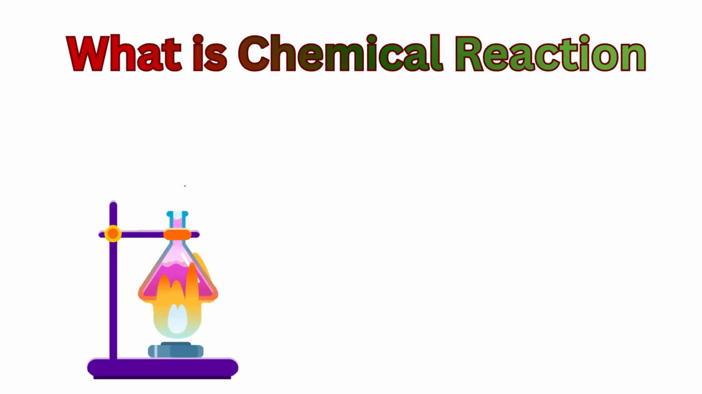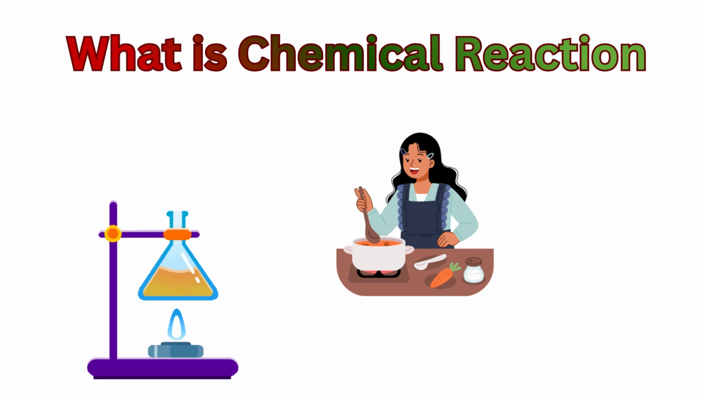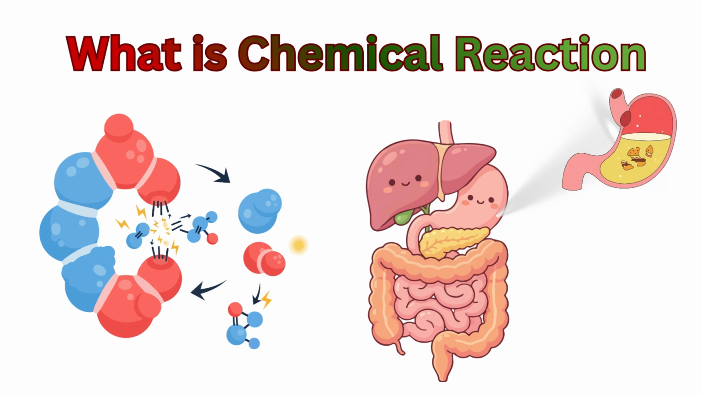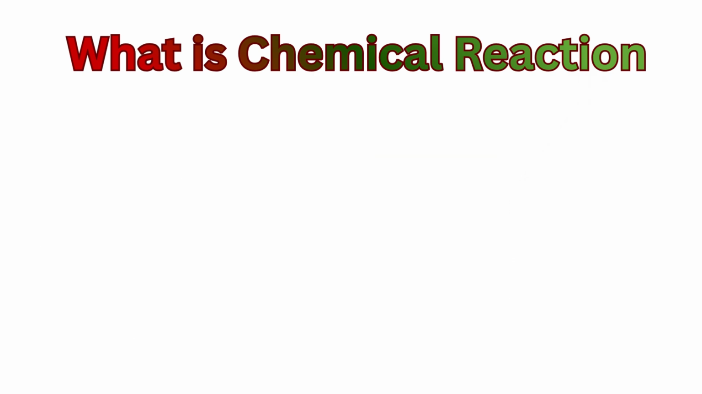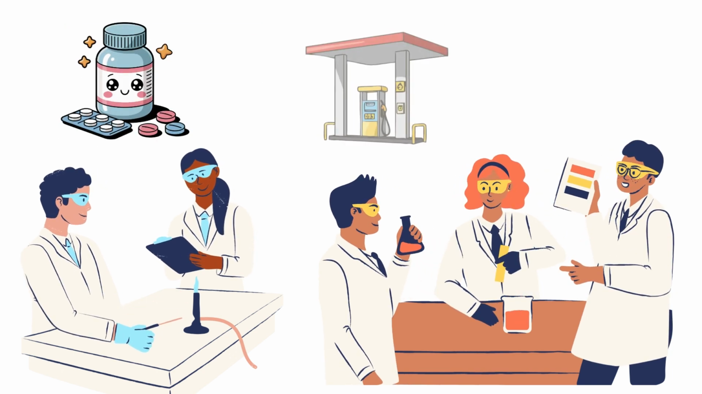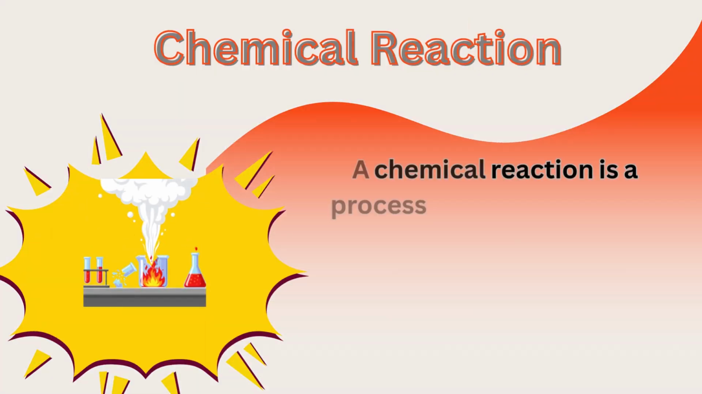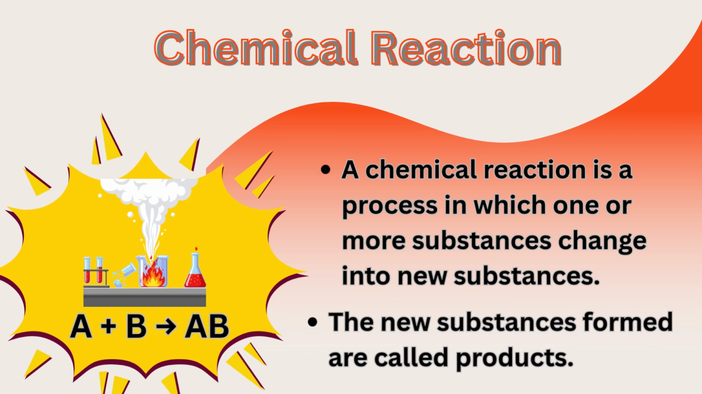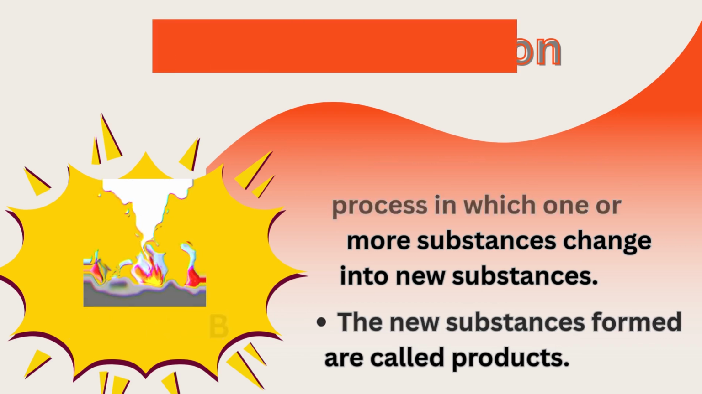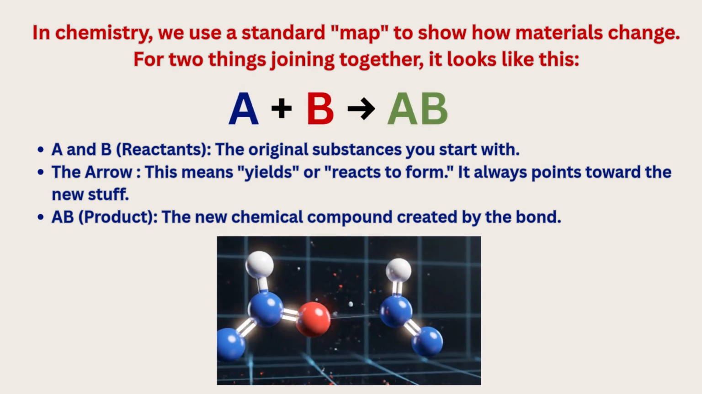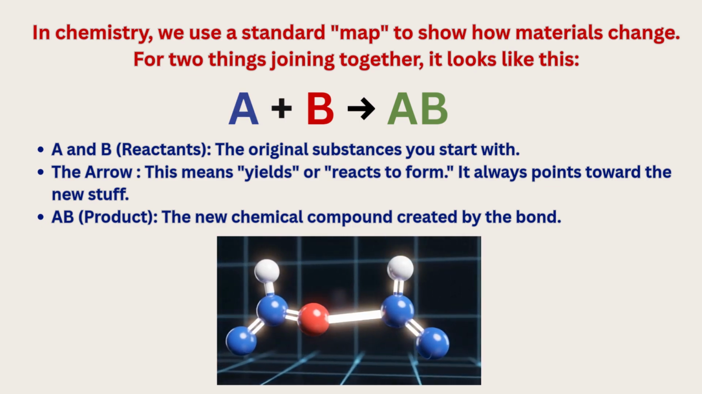Chemical reactions are happening everywhere: in the kitchen, in the laboratory, in factories, in nature, and even inside your body when you digest food. Scientists study chemical reactions in laboratories to develop medicines, fuels, and materials. So, a chemical reaction is a process where one or more substances called reactants are transformed into new substances called products. Basically, it's when the bonds between the atoms break and form new ones, creating different chemicals.